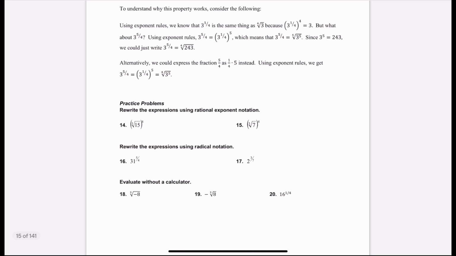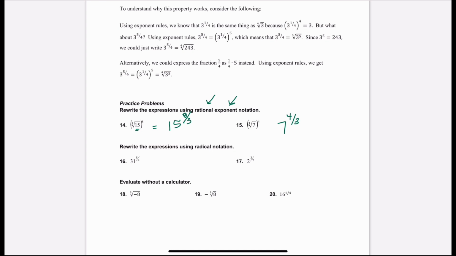So we're going to do some practice problems using rational exponent notation. Rational means a fraction exponent. So we're going to say the base is 15. This is going to be to the 8. The 3 goes in the denominator. So whatever number you have here is going in the denominator. Whatever number is here goes in the numerator. So number 15, we're going to have 7 to the 4/3.